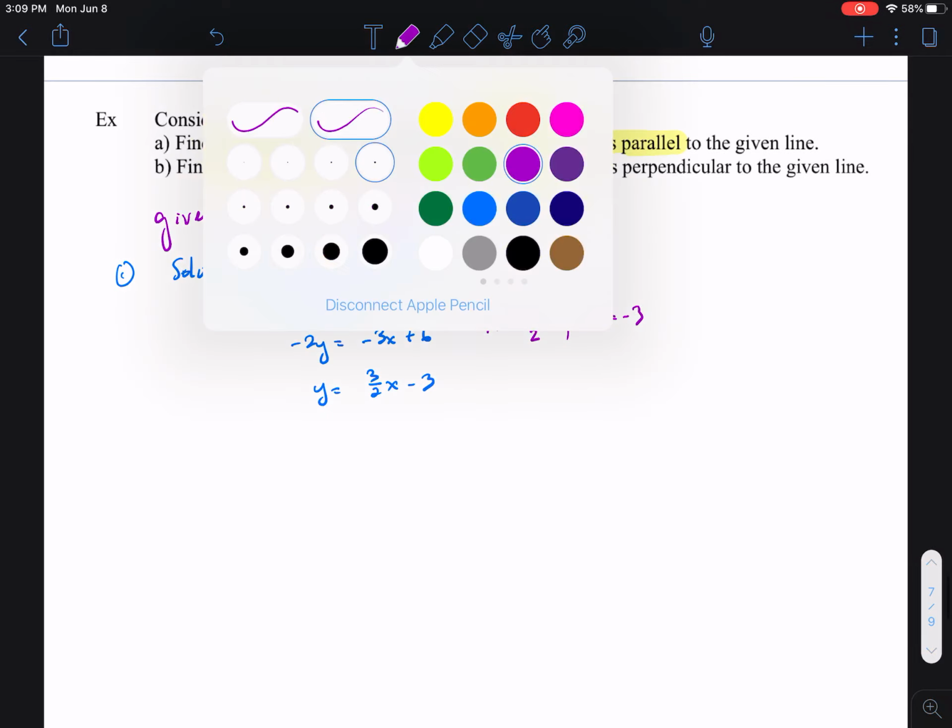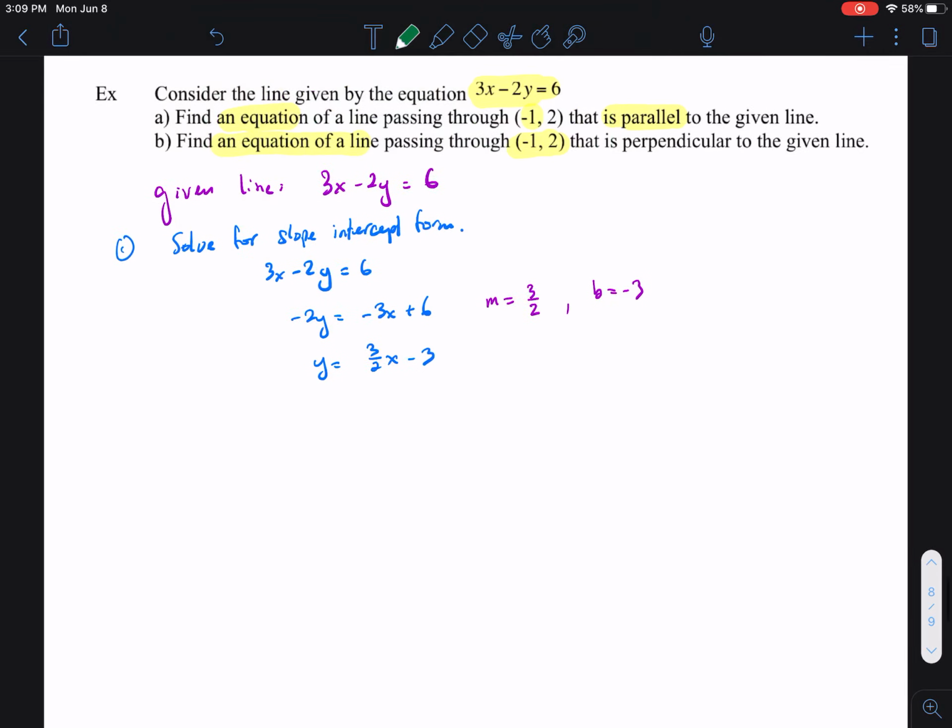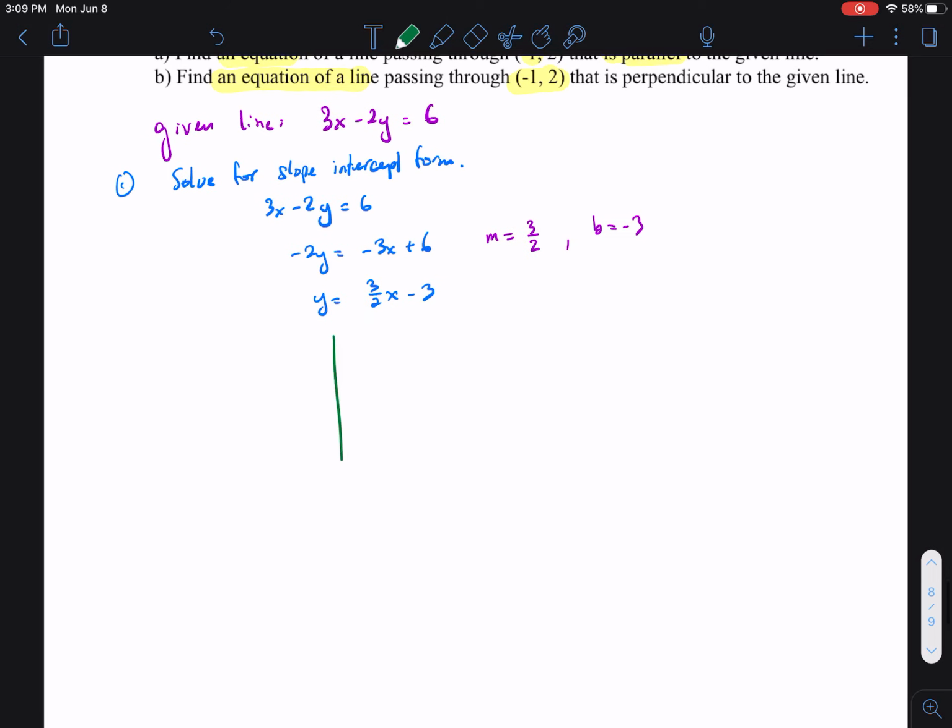So now we can graph this given line. We're going to go down 3 for the y-intercept, and then the slope is 3/2. So 1, 2, 3, 1, 2. Okay, so this is the given line. That equation is 3x minus 2y equals 6. So that's the given line.